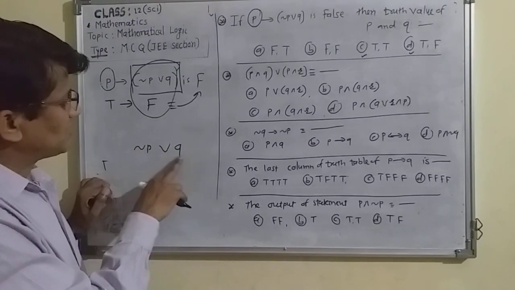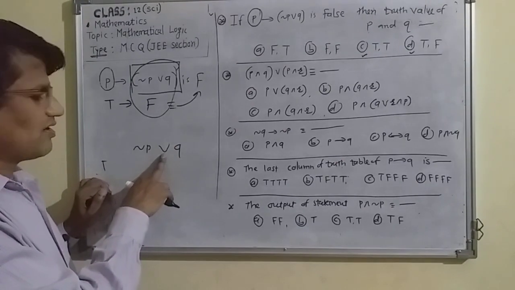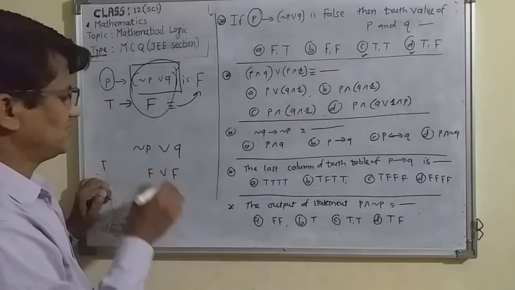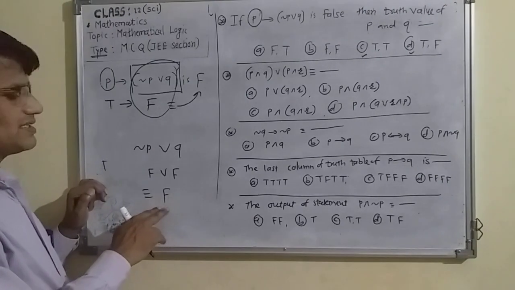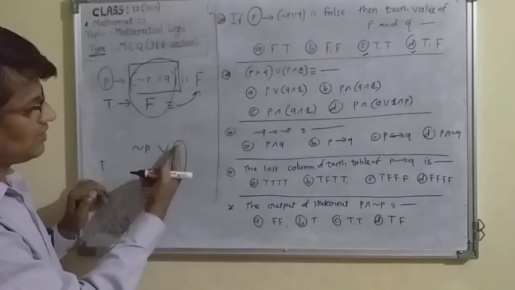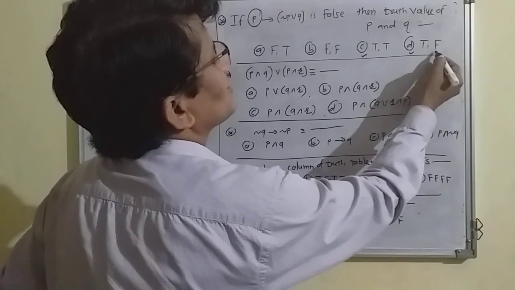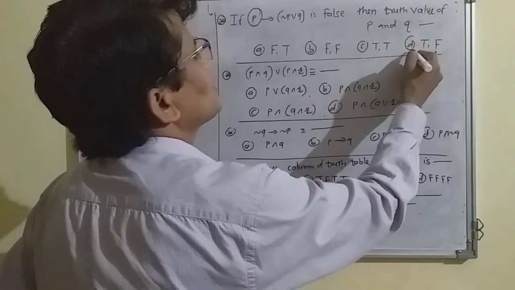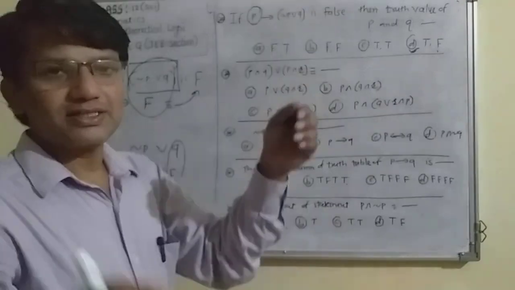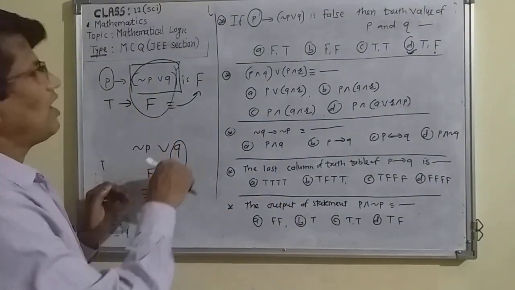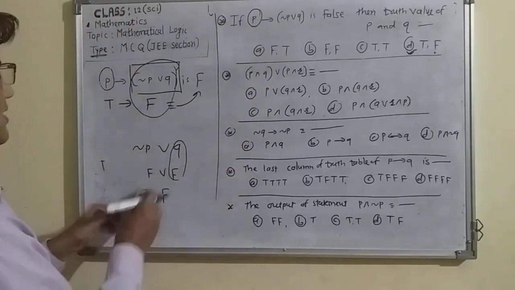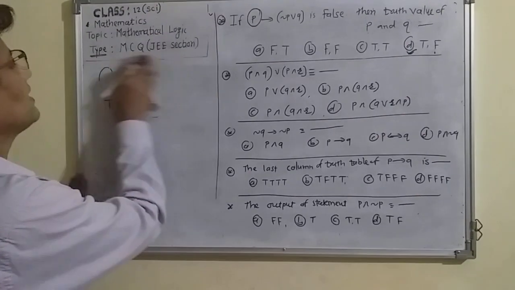Okay, there are two statements joined by or, and we know for the or relation, F or F result is F, otherwise T. From this we can guess the truth value of Q here is F. So the final answer is D. Means the answer of this question totally depends upon the truth value of the implication and the truth value of the disjunction. Okay, now let us see the next example.